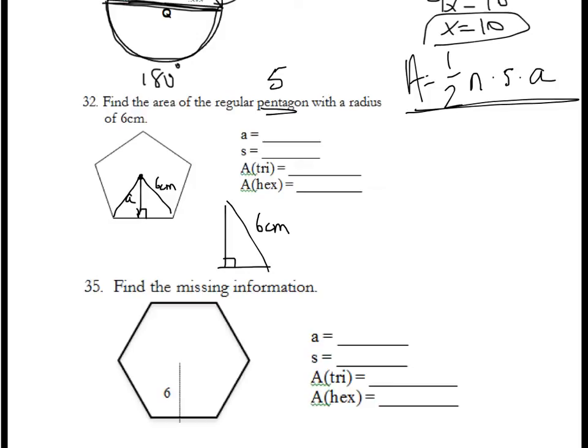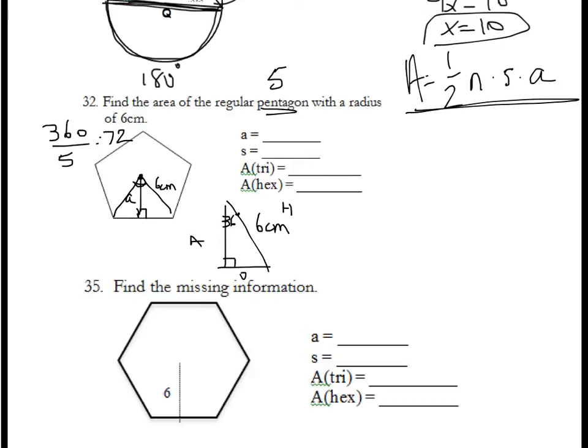So remember, central angle, I take 360 divided by the number of sides, so 360 divided by 5, and I get 72. But that's this whole angle. I don't want the whole thing, so if I divide by 2, I get this just one angle, which is half of it, 36 degrees. And now from there, I'm going to label opposite, adjacent, hypotenuse.